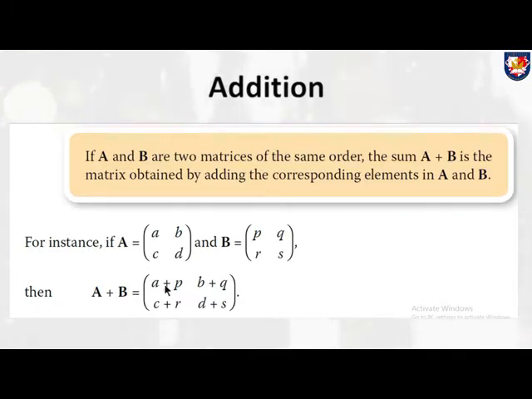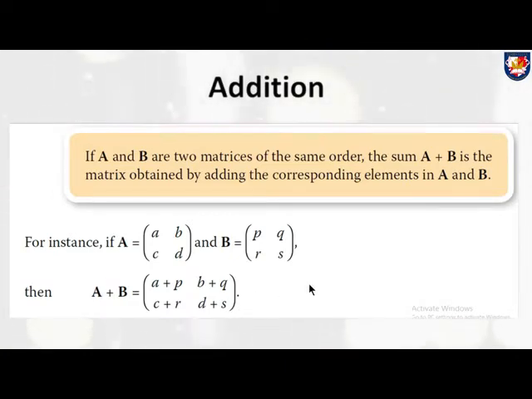And then we do the same with b. b is the element of A that corresponds with q, where q is the element of B. So we put b plus q in here, and then c corresponds with r and d corresponds with s. So c plus r and d plus s. This is matrix A plus B.